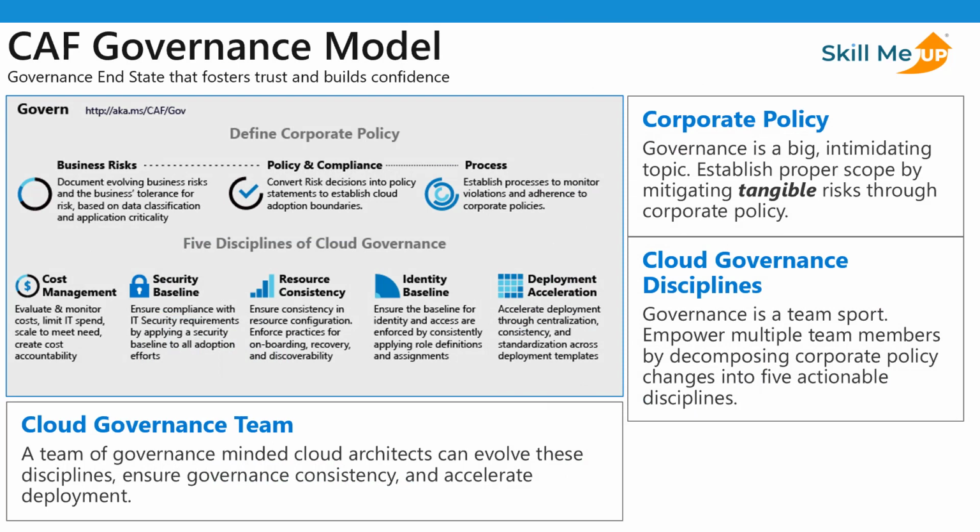And then at the end, we end up with our governance model, the end state that fosters the trust and confidence around it, where we have our corporate policies, our governance disciplines, identifying the baselines, and all these are available as part of the CAF process to help identify how the environment's going to be controlled and maintained.